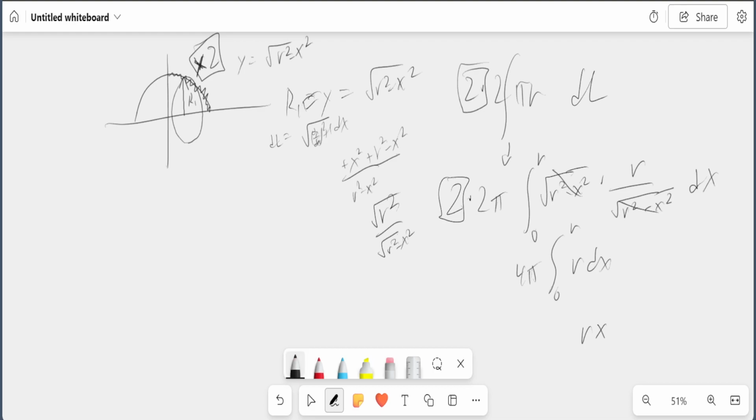Okay, so r from 0 to r of 4 pi. So that's r squared minus 0, so 4 pi r squared. That's the surface area, right?